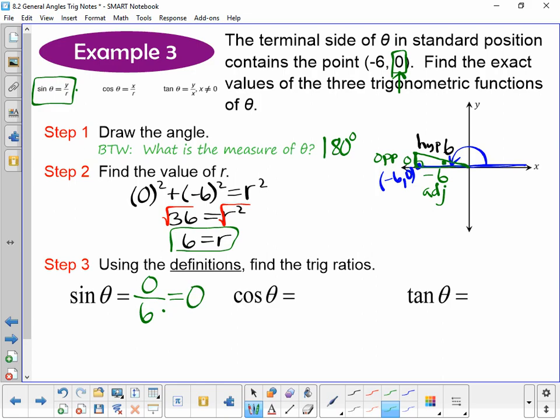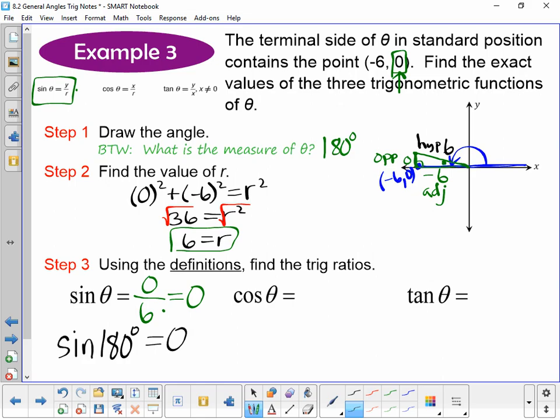And you could verify that in your calculator. We know what angle we're looking at here. It's 180 degrees. So if you type in your calculator sine of 180 degrees, your calculator knows, for the reasons that we've shown here, that that's equal to 0.